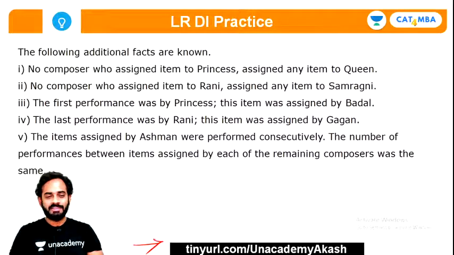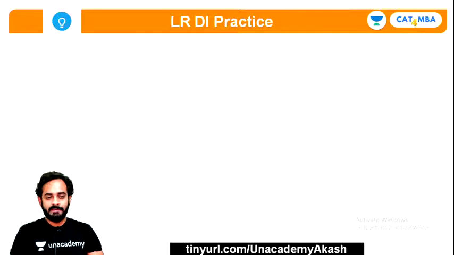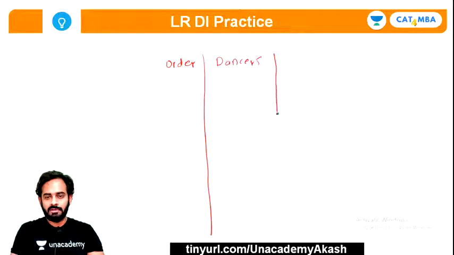Chalo, I'll explain this now quickly. First of all, let me draw the table. Anjana, you have drawn the table. Let me draw the table now. This is the first column, that is the order of performances, and this is dancers and music composers.